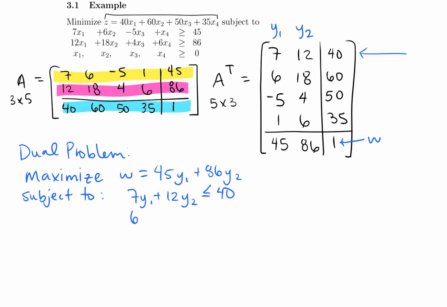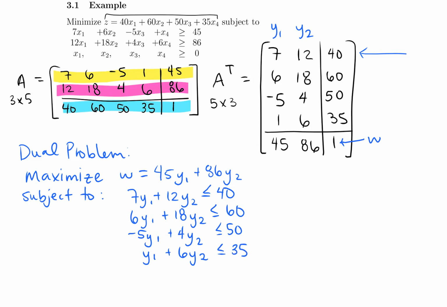Let's get the second one. We have 6y1 plus 18y2 is less than or equal to 60. -5y1 plus 4y2 is less than or equal to 50. And y1 plus 6y2 is less than or equal to 35. Alright, great. Oh, and we can't forget, y1 and y2, of course, must be greater than or equal to 0.